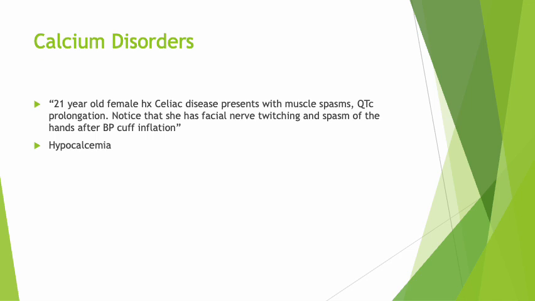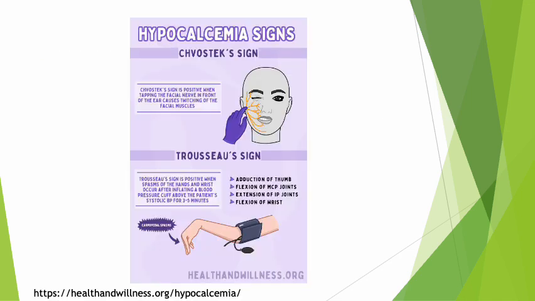The QTc prolongation is going to be an important sign of hypocalcemia, and this question stem is giving you two other high-yield signs to remember with the other physical exam findings. So these are going to be your Chvostek's sign and the Trousseau sign. So the first is going to be when you're tapping the facial nerve, that's going to cause facial nerve twitching. And the second one is going to be when you inflate that blood pressure cuff and you have the hand spasms after cuff inflation.